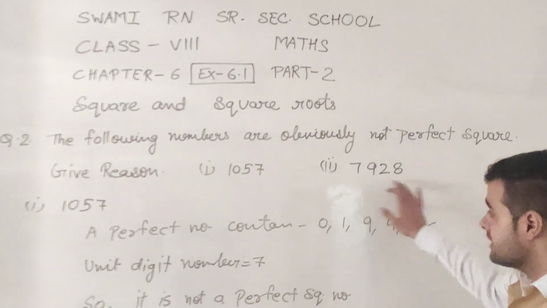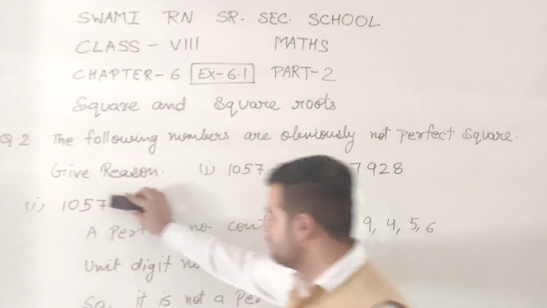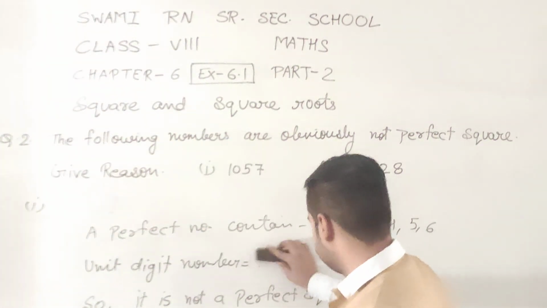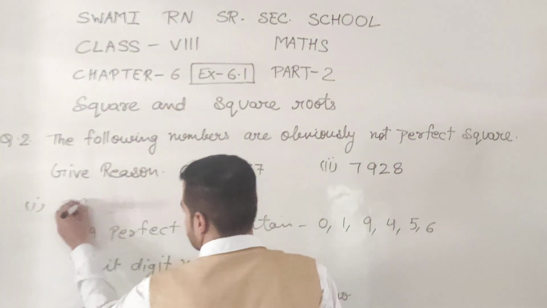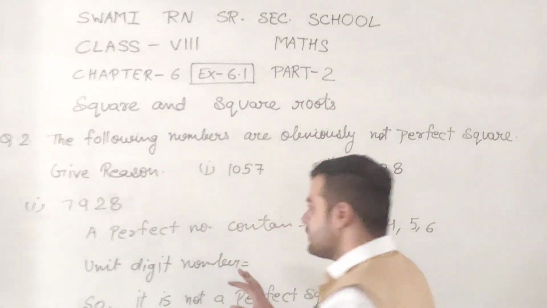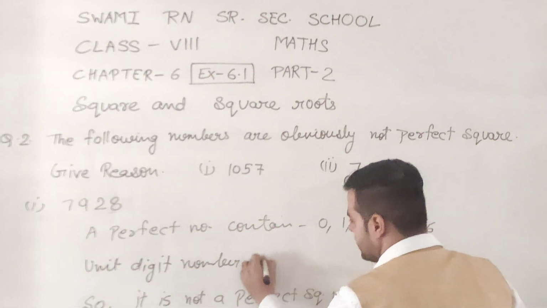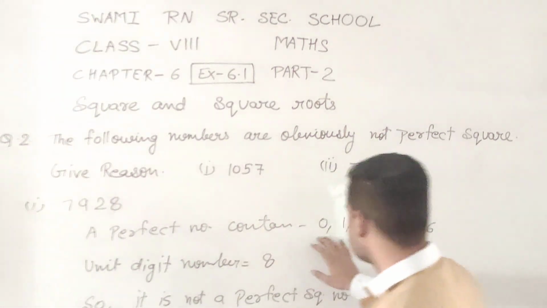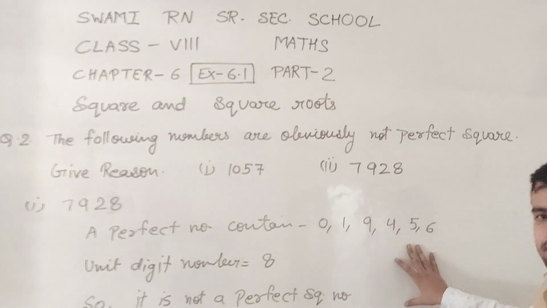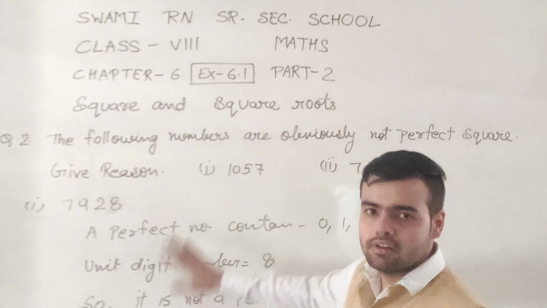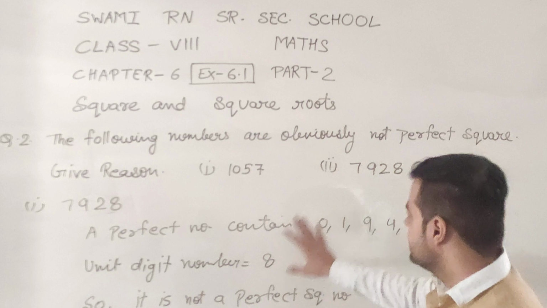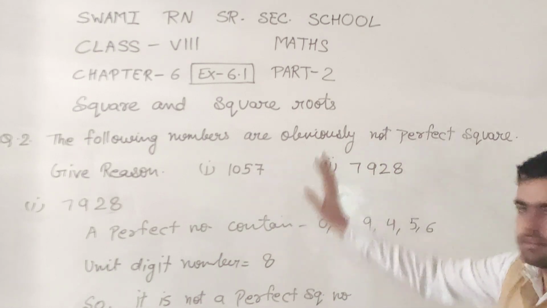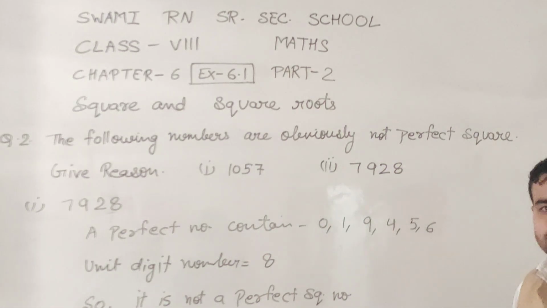Similarly, let me take example number 2, that is 7928. In this part also, the unit digit is 8, and we know that 8 is not a possible unit digit of a perfect square, so that is also not a perfect square number. Okay, so these are the two parts of this question.